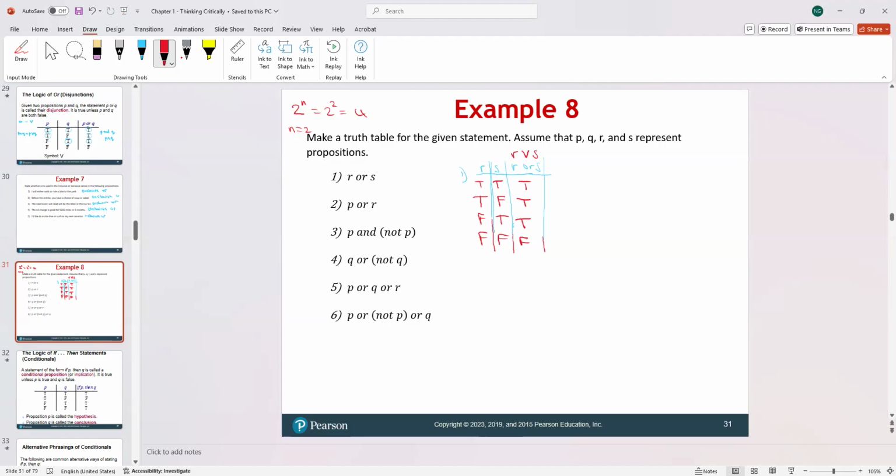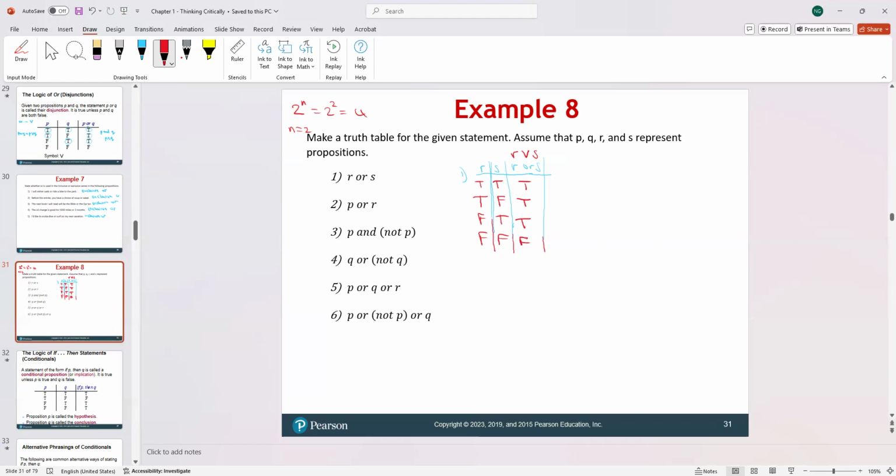I'll buy you a pizza or a chocolate. If I buy you only pizza, I don't lie because I said pizza or chocolate. If I buy you only pizza, I don't lie.